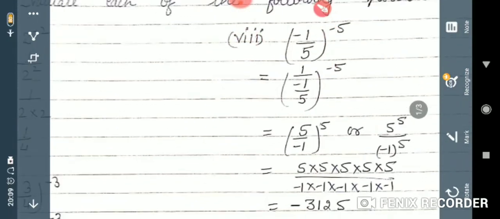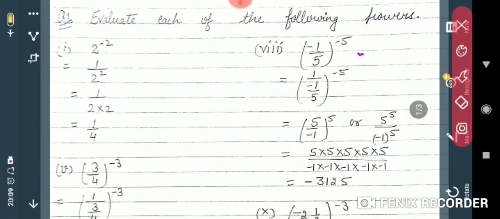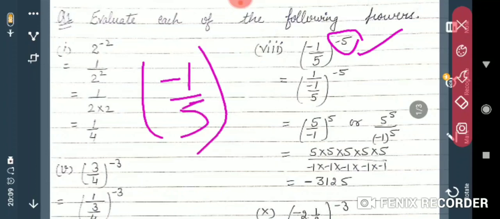Now the next question is minus 1 upon 5 to the power minus 5. One more thing, when we do reciprocal, only the sign of the power will change. Inside the bracket, for example, minus 1 upon 5 is given. This negative sign in the bracket won't change. When we are doing reciprocal, only this power will change. Okay. Then 1 upon minus 1 upon 5 to the power minus 5. So what will it become?